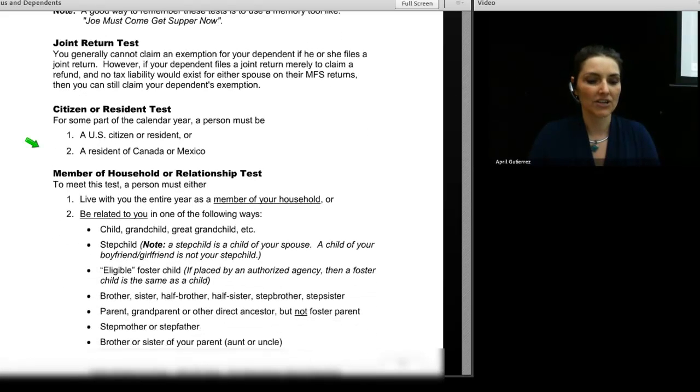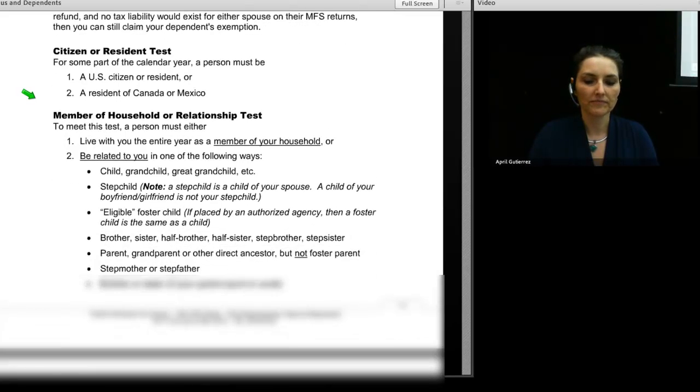So let's take these in turn. Joint return test. This is similar to what we saw under qualifying child. You generally cannot claim an exemption for your dependent if he or she files a joint return. However, if your dependent files a joint return merely to claim a refund and no tax liability would exist for either spouse on their married filing separate returns, then you can still claim your dependent's exemption.